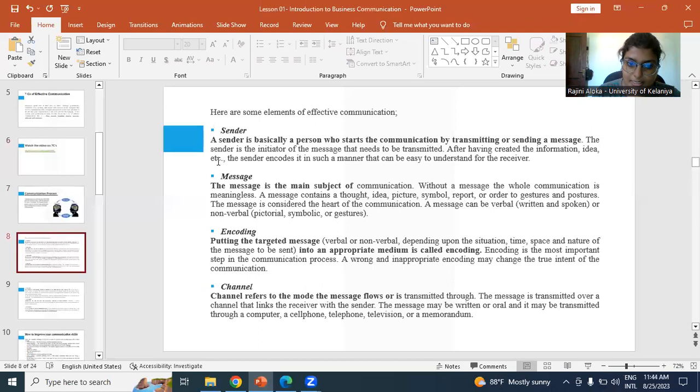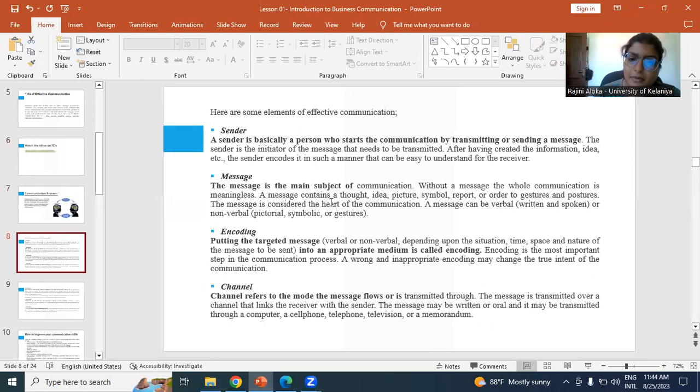First, we have the sender. A sender is basically a person who starts the communication by transmitting or sending a message. The sender is the initiator of the message that needs to be transmitted. After having created the information, idea, etc., the sender encodes it in such a manner that it can be easy to understand for the receiver. Okay, so you have the message, you have to do some encoding so the receiver will understand it.